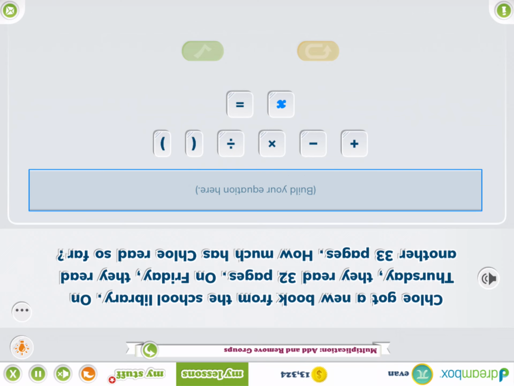Chloe got a new book from the school library. On Thursday, they read 32 pages. On Friday, they read another 33 pages. How much has Chloe read so far?